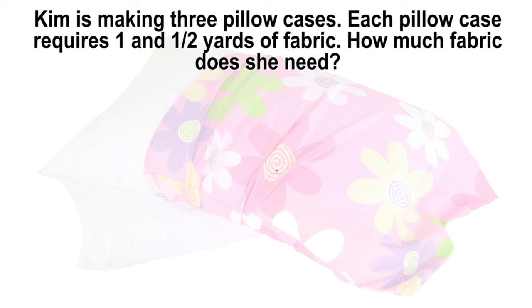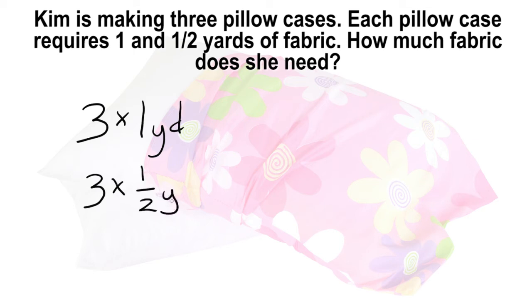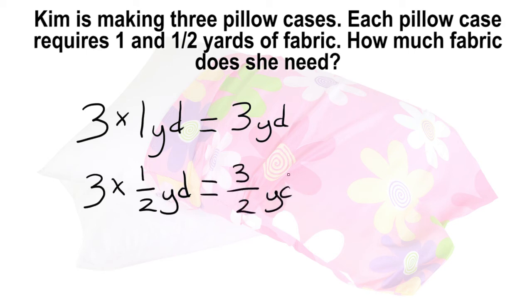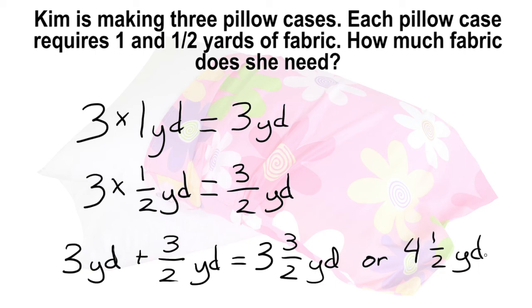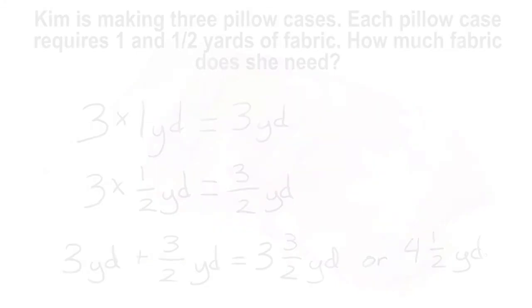Alternatively, we could identify two separate multiplication calculations, 3 multiplied by 1 yard and 3 multiplied by 1/2 yard. Solving each expression separately, we arrive at 3 yards and 3 halves yards. Then, we will add these terms together for a sum of 3 and 3/2 yards, or 4 1/2 yards. Kim needs 4 1/2 yards of fabric for her pillowcases.